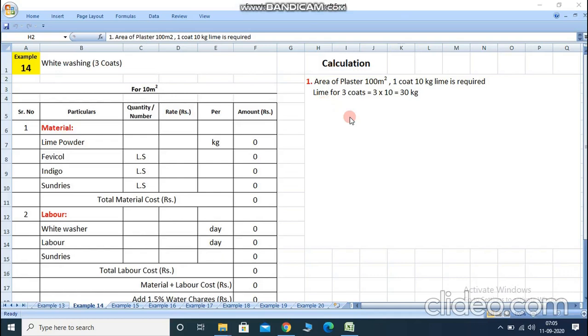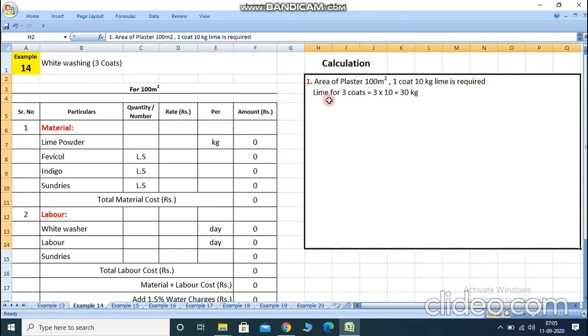Hello students, today we start a new example, number 14. In this example we take whitewashing 3 coats. Here we calculate the quantity of material and the rate analysis for a 100 square meter area. First we calculate the quantity of lime for 3 coats.